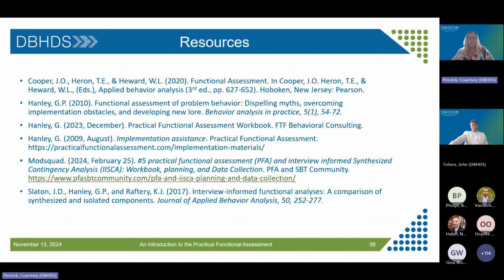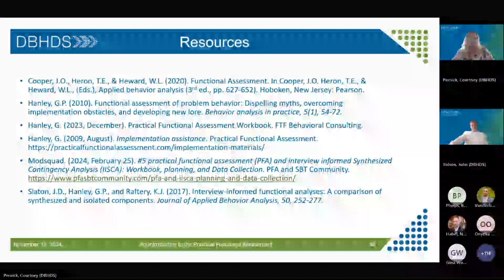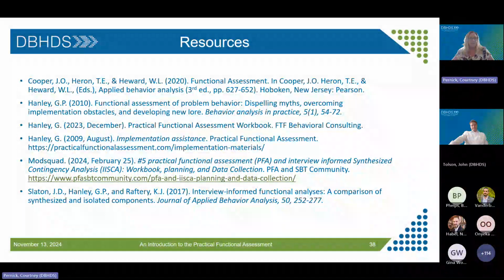And here are the resources we used to create this training. I noticed Nathan was putting some of these articles in the chat for us. So thank you.